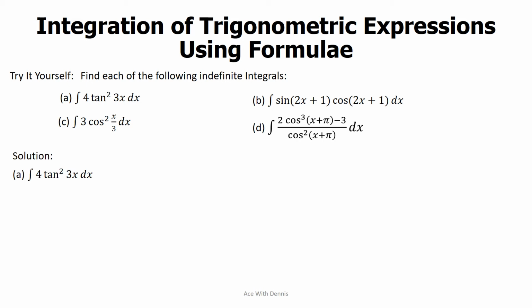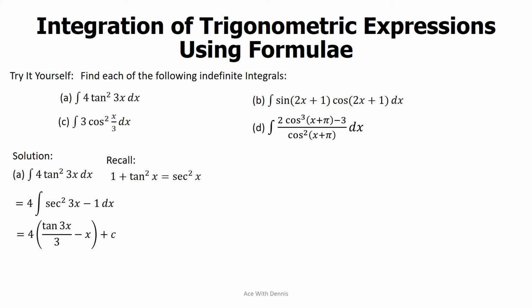Okay, here's the solution. For A, integration of 4 tangent square 3x dx. Recall that we can use this formula. 1 plus tangent square x equals secant square x. So tangent square 3x is secant square 3x minus 1. So it becomes 4 integration of secant square 3x minus 1 dx. Which will get 4 tangent 3x over 3 minus x plus c. Simplify, we get 4 over 3 tangent 3x minus 4x plus c.